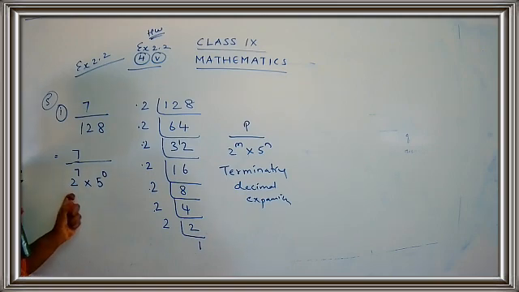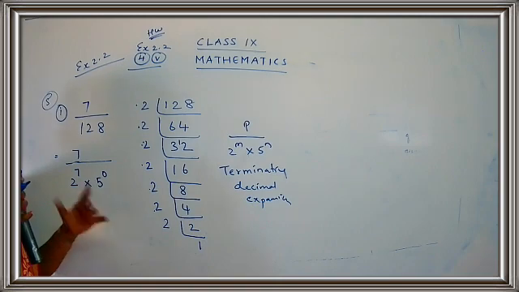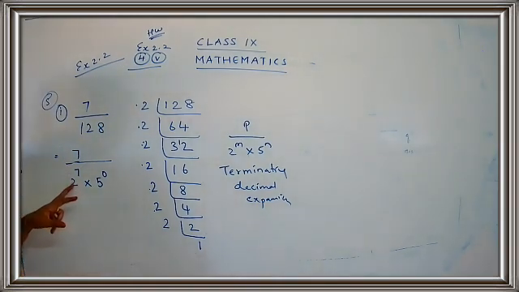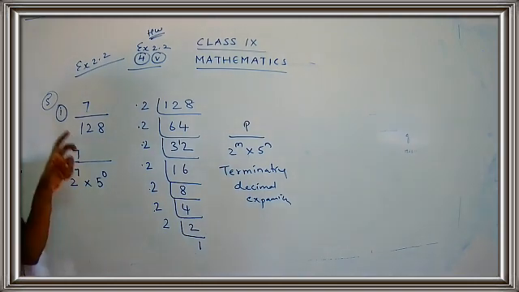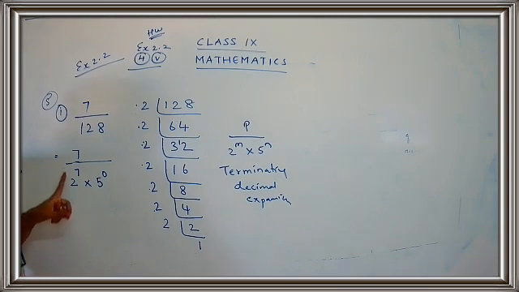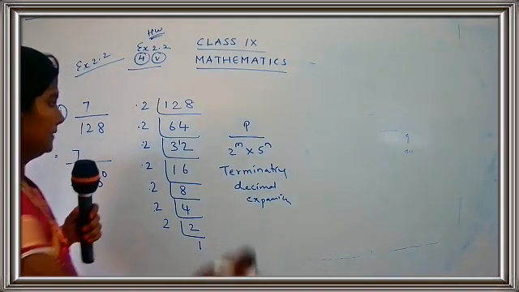But I should not have any other base, like I should not have here 3 or 7 and so on. Only the 2 bases are allowed. What are the 2 bases you can have? You should have 2 and also 5. So what we have got here? We have got 7 upon 2 raised to 7 into 5 raised to 0. Clear? Write down here.